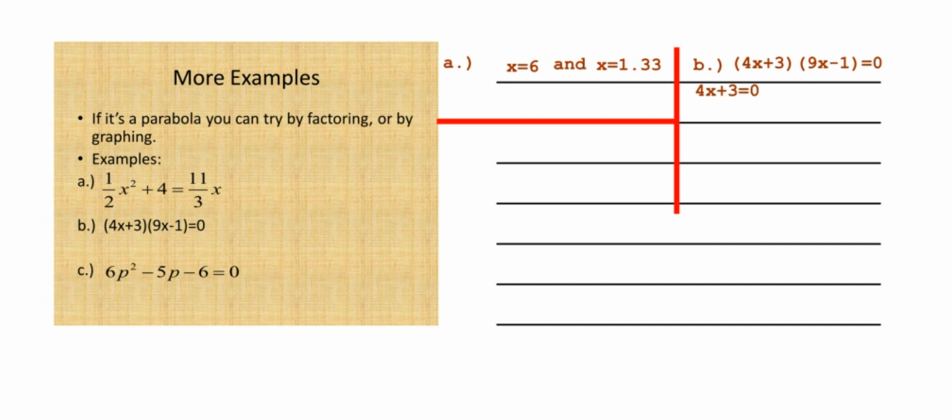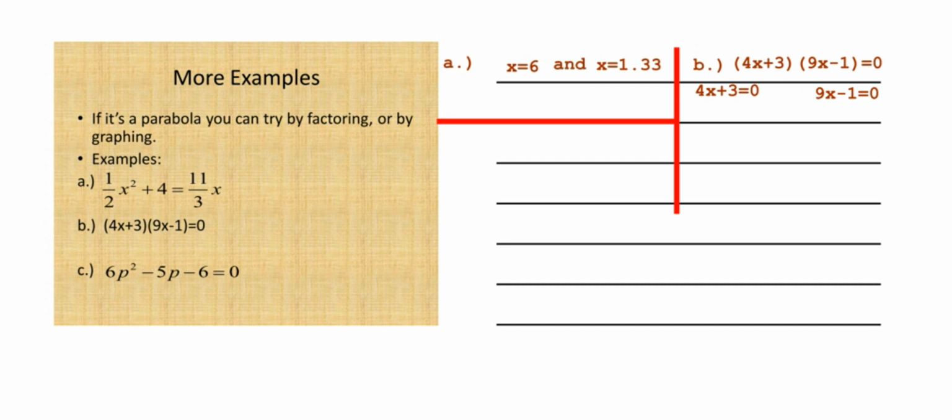So all I have to do in reality is split them up. There we go. We'll take the 4x plus 3 and set it equal to 0, and take the 9x minus 1 and set it equal to 0, and that's it. Now all you have to do is solve for x. You don't have to factor or expand because it's already factored.